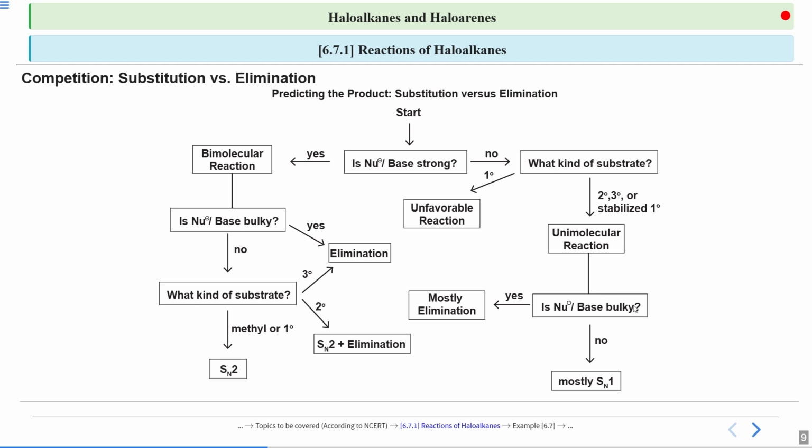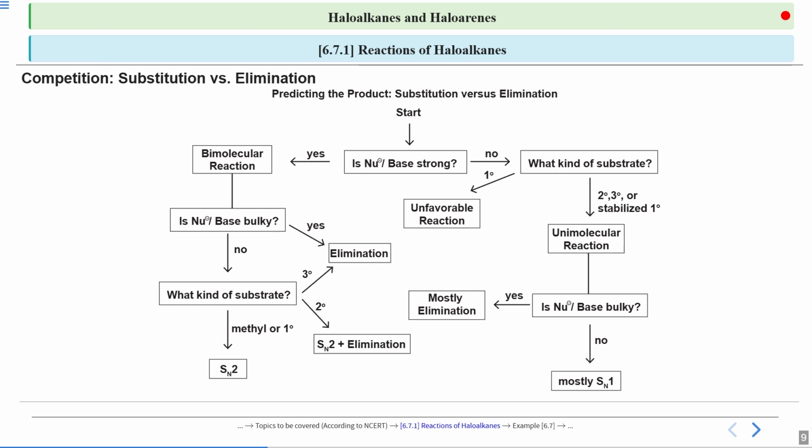Now again you will look at your base for its bulkiness, right? If the nucleophile or base you are using in your reaction is bulky, then it will mostly be an elimination reaction, and it will give you your desired product. But if your base is not bulky, it will go by the SN1 reaction. SN1 means substitution nucleophilic unimolecular. Remember, the SN1 mechanism is a two-step reaction, where the first step is the slowest step and the rate-determining step, right?